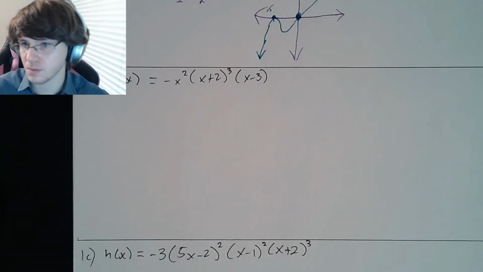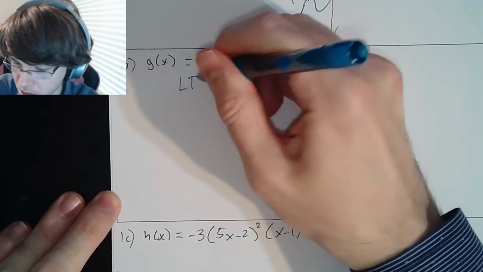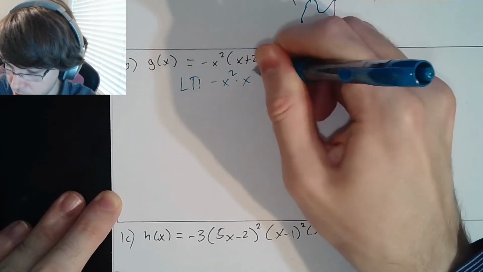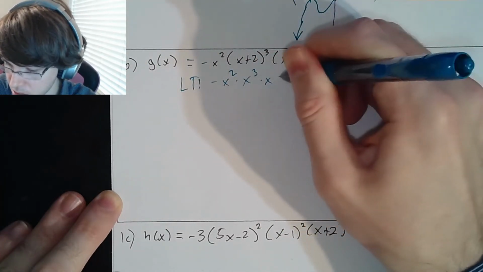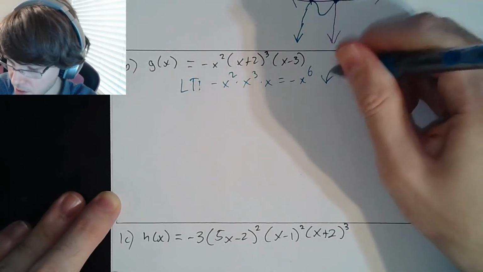All right, number 1B, let's do this one. Same exact process. We got that leading term right away. So our leading term is going to be -x squared times x cubed times x. That's going to be -x to the power of 6. So that's going to be a frowny face looking graph.